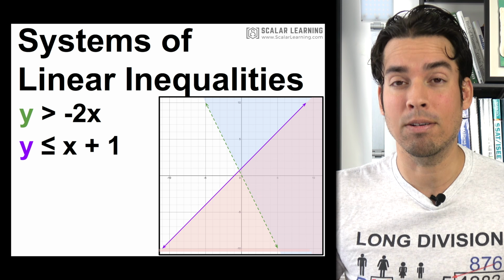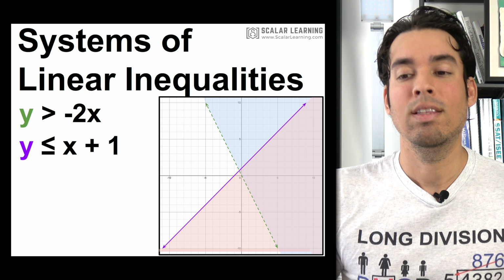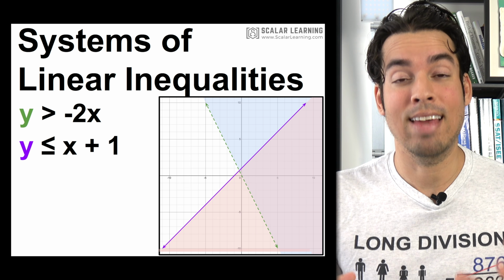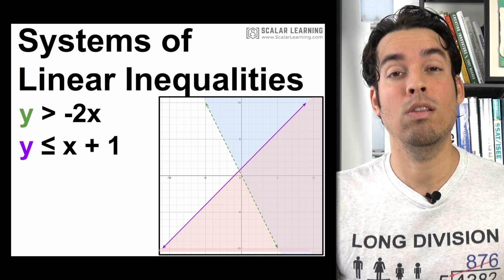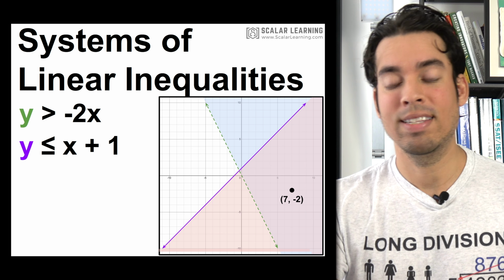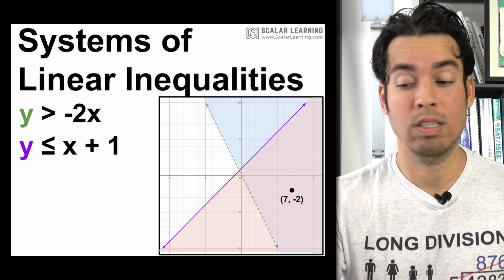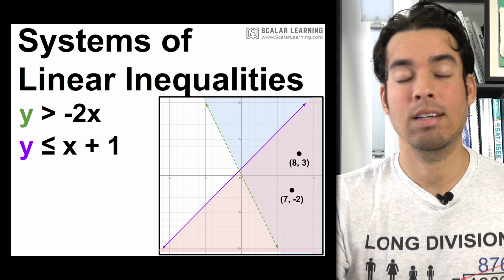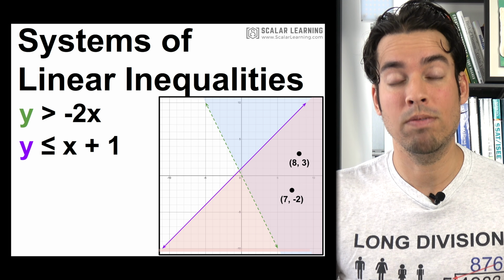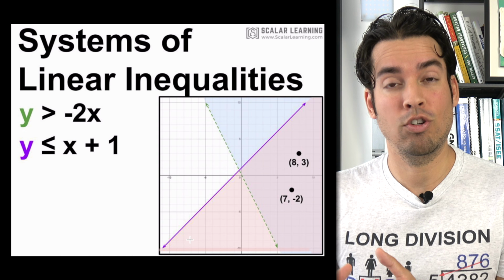Now when we have a system, we are looking for the overlap of the shading, and you can see to the far right, that dark purple section where we've got both the red and the blue shading, that is our limited solution set. So we're looking for the intersection of those 2 zones. In this case, we see that 7, negative 2 will be a true solution for both of these linear inequalities, just like 8, 3. So if we were to plug these into both of these linear inequalities, they would both be valid statements.